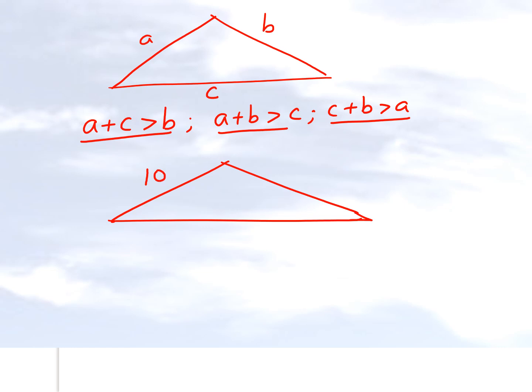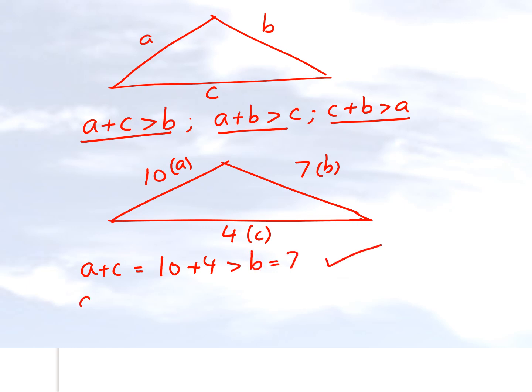Let's suppose somebody says this is 10, this is 4, and this is 7. Not drawn to scale, but let's suppose that's the case. So in this case, let's suppose we call this A, we call this B, we call this C, the lengths of that. So if we look at A plus C, that is 10 plus 4. Is it greater than B, which is 7? Yes. Let's look at A plus B, which is 10 plus 7. Is it greater than C, which is equal to 4?